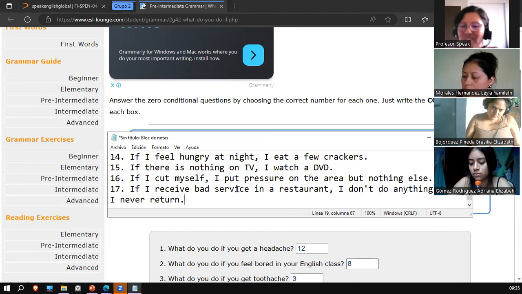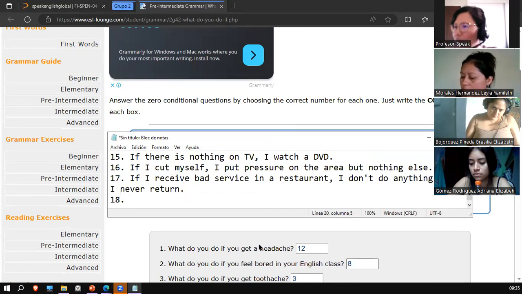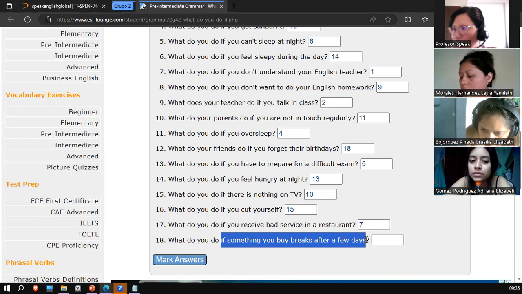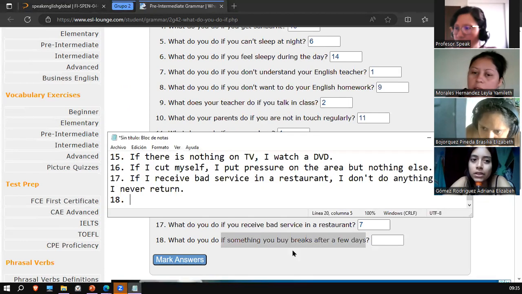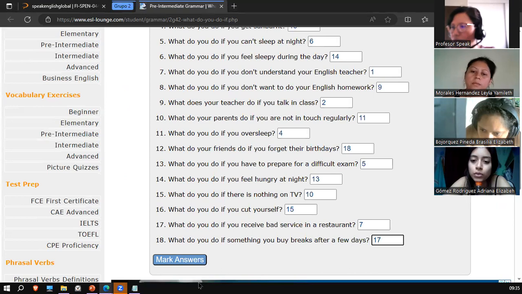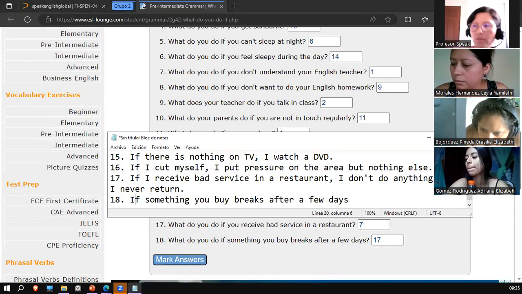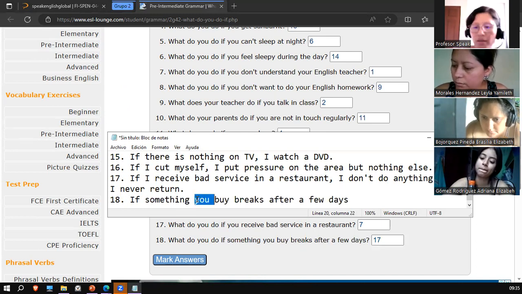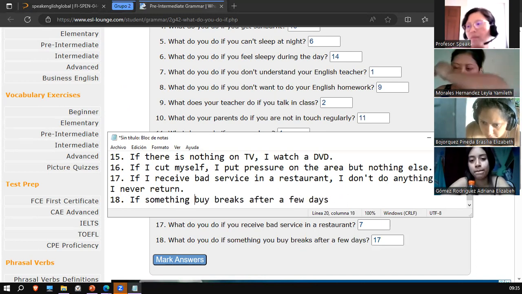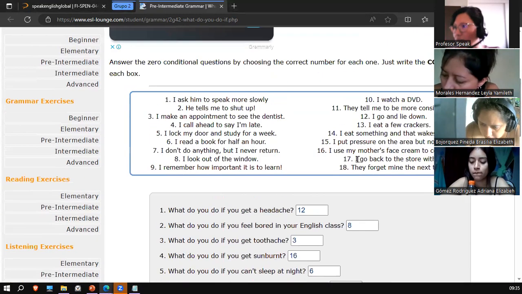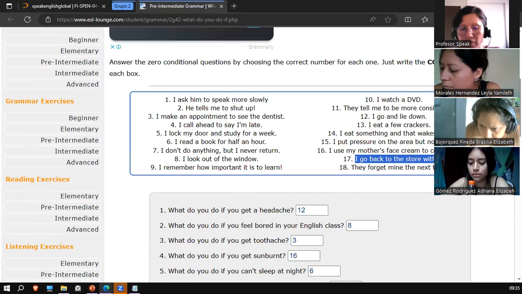What do I do? Number 18, okay? It says, what do you do if something you buy breaks after a few days? 17. So, number 18, right? If something I buy breaks after a few days, comma, right? I go back to the store with it, right?